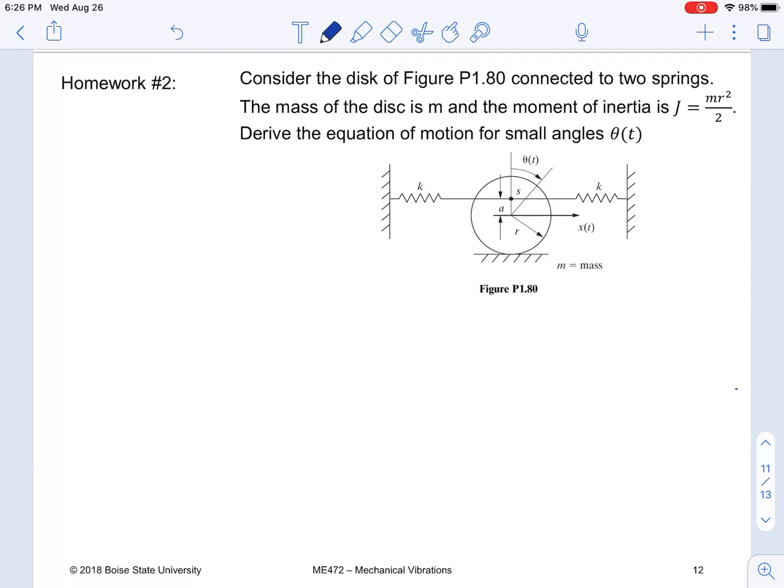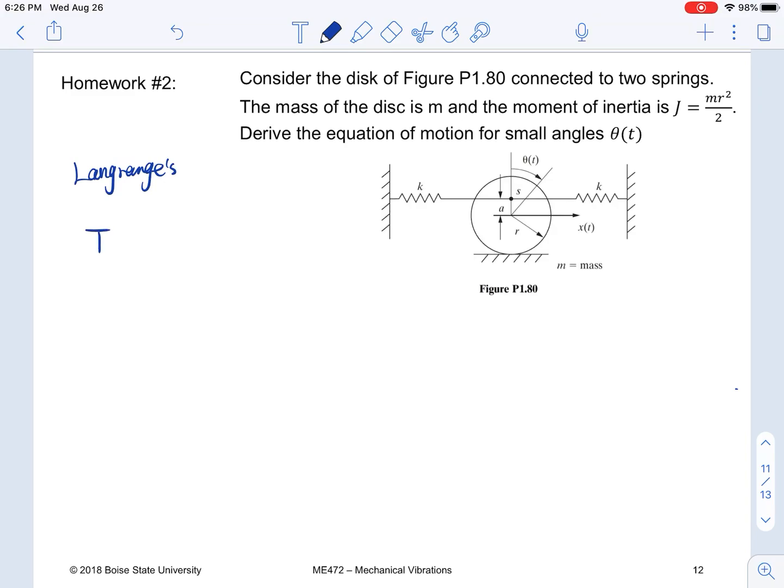All right, let's solve homework number 2 together. So here I'm going to use Lagrange's method, and if you're interested in Newton's method, you can try these later after class and by yourself. And for Lagrange's method, the first step is we need to find all the kinetic energy.